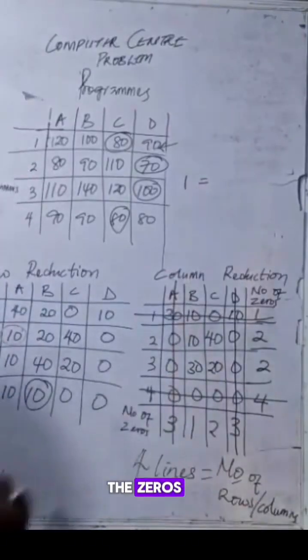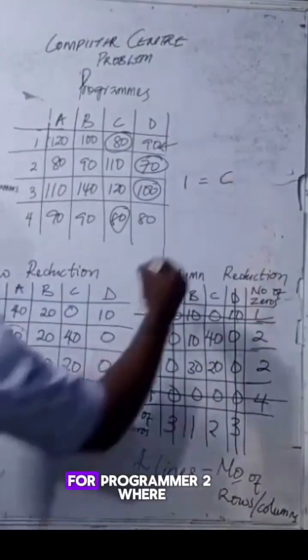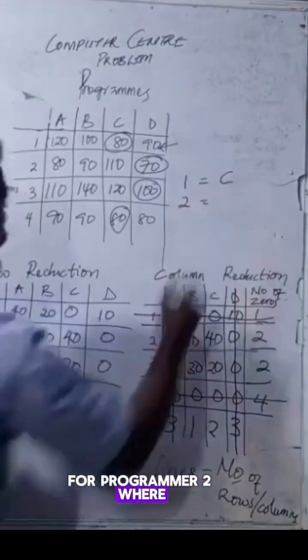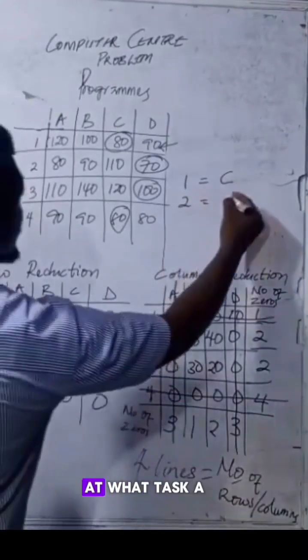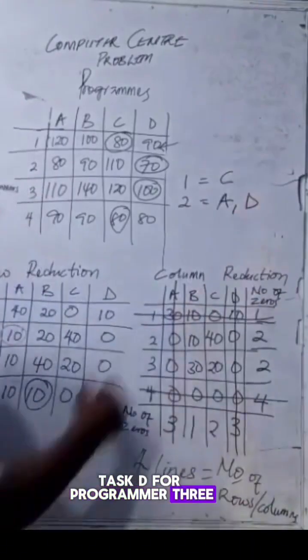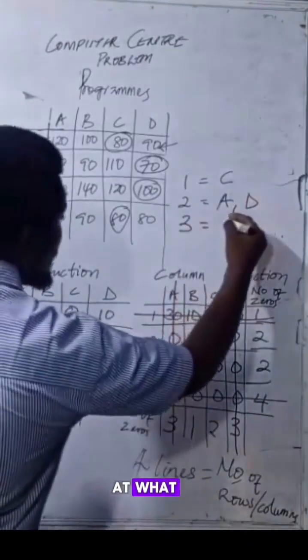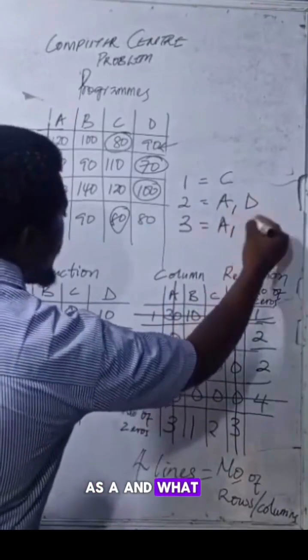where do we have the zeros? We have the zeros at task C. For programmer 2, where do we have the zeros? We have the zeros at task A and task D. For programmer 3, where do we have the zeros? We have the zeros at A and D.